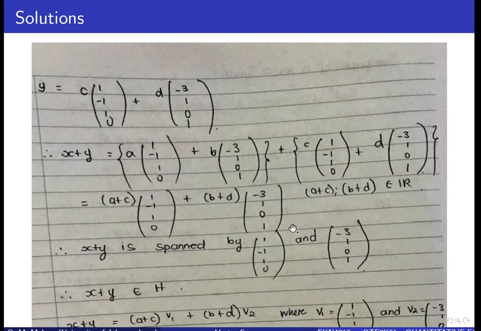So this example is the same as the first one. It's just that in this case, my vectors v1 and v2 are given. So I conclude that x plus y is in H. So I have achieved closure under addition. It remains to achieve closure under scalar multiplication.